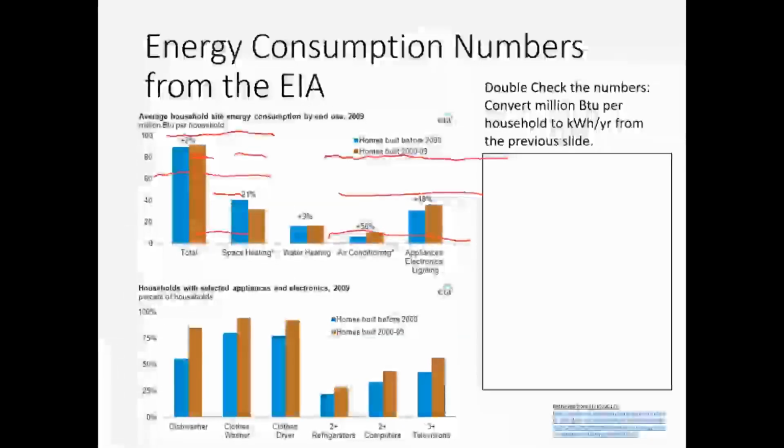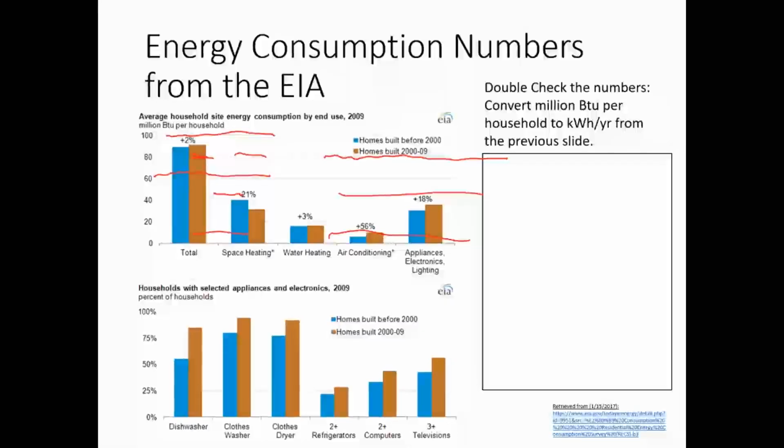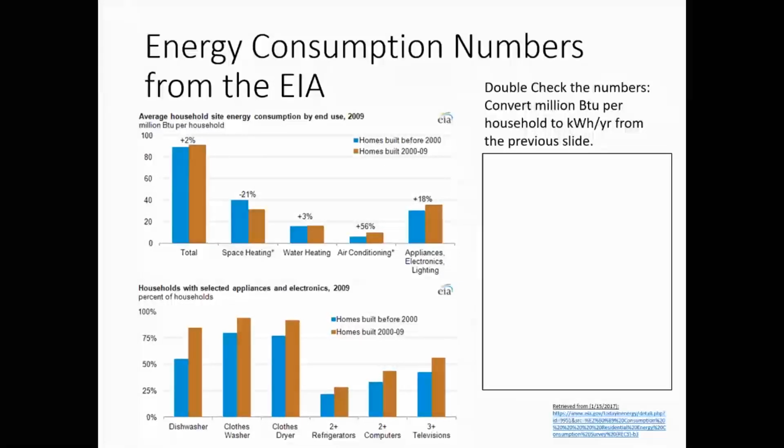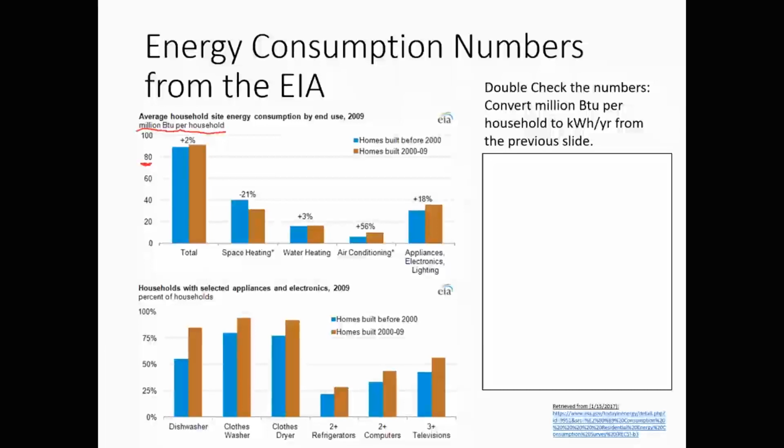Another look at how buildings use energy and how this has happened over time. On the y-axis here, you have energy in millions of BTUs per household. So you're pretty high up here. This is in millions of BTUs per household. And remember that's our unit, MMBTU per household. So at 80 million, that's pretty high.